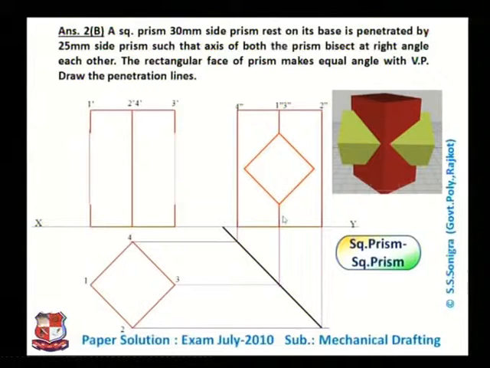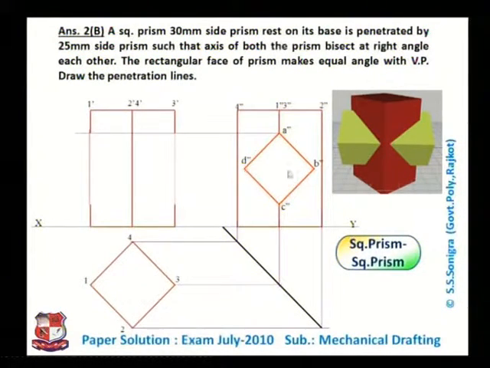Total height of axis is not given, so we assume any convenient height, and at the midpoint mark a point over here, and from that draw horizontal line and vertical line and draw a square such that all the sides make 45 degree angle with the XY line. After drawing this side view, let me name the endpoints and draw its front view.